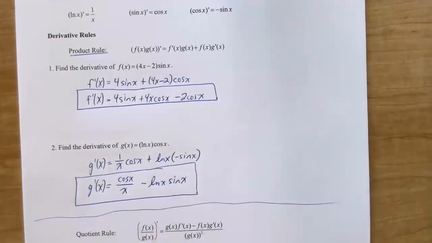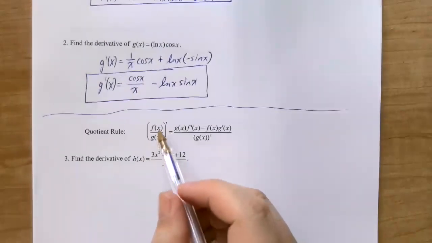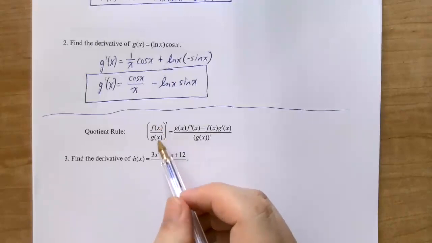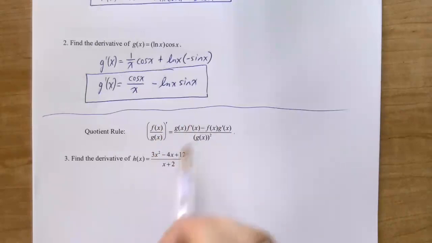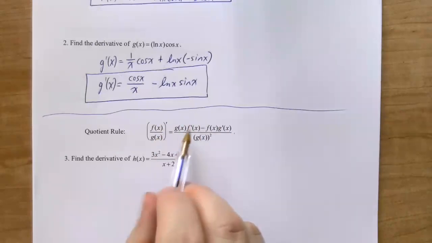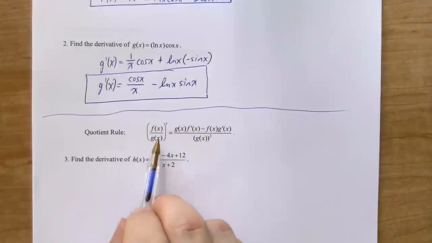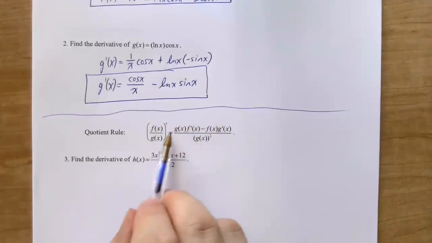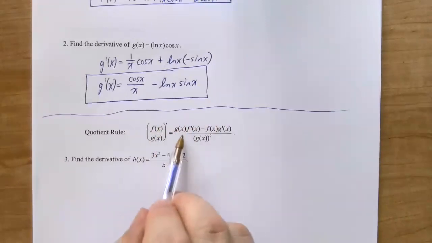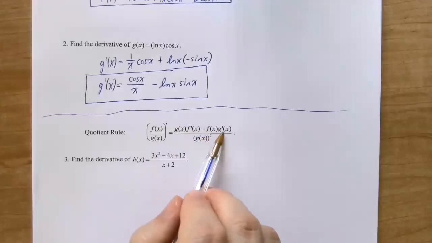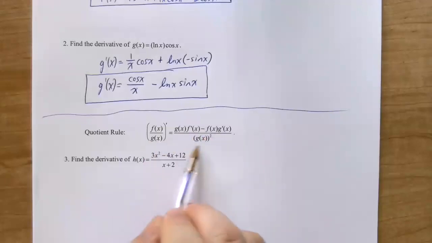Now let's look at the next rule. Next rule is the quotient rule. So if we have the quotient of two functions, they could be polynomials, they could be natural log, could be sine and cosine, then we can apply this particular rule. So what this rule is saying is, since f is the numerator or the top of the fraction, and g is the denominator or the bottom of the fraction, the derivative of their quotient is going to be the bottom times the derivative of the top minus the top times the derivative of the bottom, all over the bottom squared.